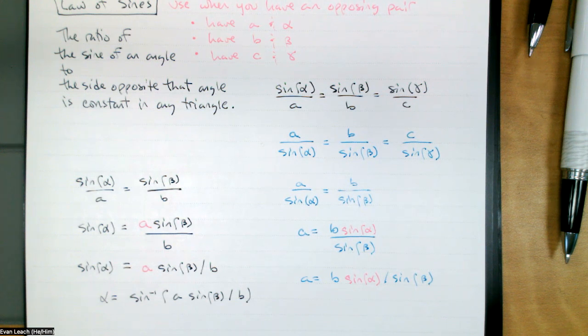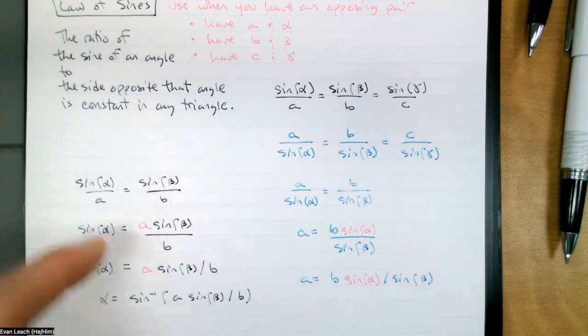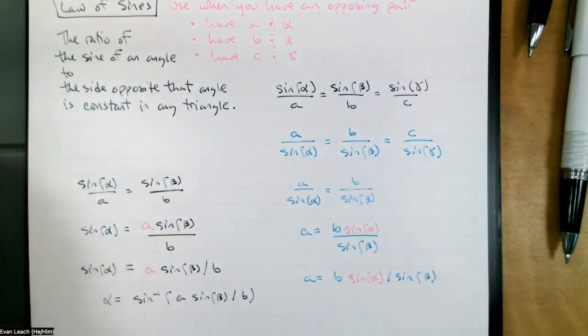Once we have two parts of an opposing pair, A and alpha, we could use that to solve for one of the other parts. One thing I do want to point out, I want to grab this part right here. Sine alpha equals A sine beta over B.